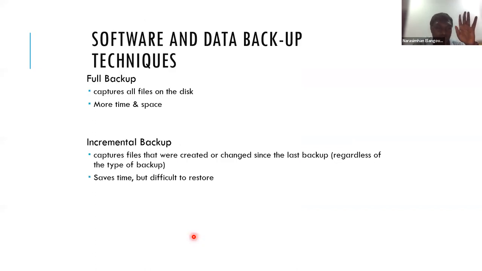Again, backup has four methods: full backup, incremental backup, differential backup, mirror backup. Right? Ignore mirror backup because it is neck to neck. Full backup: every Sunday I take the entire hard disk, one copy backup. That's called full backup. Everything. Advantage, everything is with you. Disadvantage, more time, more space. Second, incremental backup.